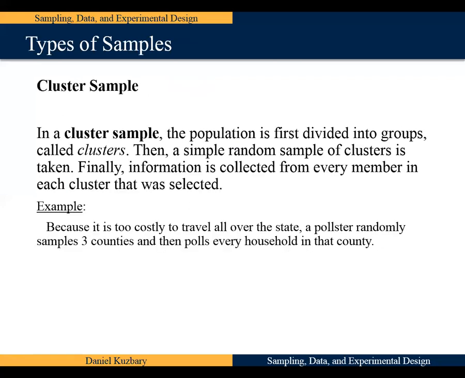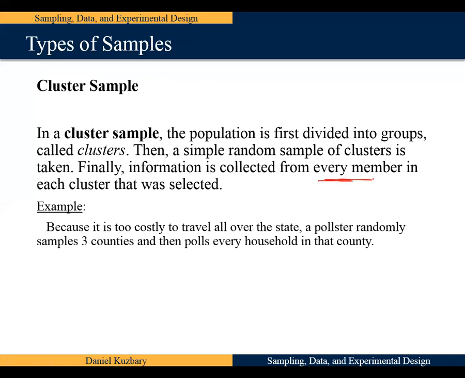A cluster sample is a little bit different. It's going to sound the same, and on the next slide I'm going to highlight the differences. In a cluster sample, we're going to divide the population into groups, just like in the last one, but we're going to call the groups clusters so we don't confuse them with the strata in the last slide. So we divide everybody up into clusters, and then a simple random sample of clusters is taken. Finally, information is collected from every member in each cluster that was selected.